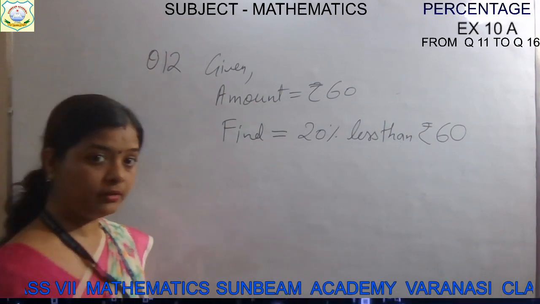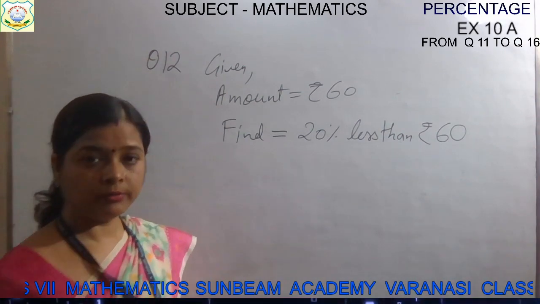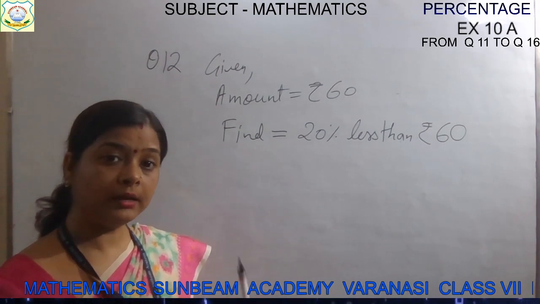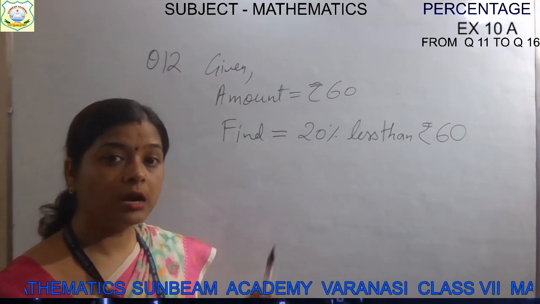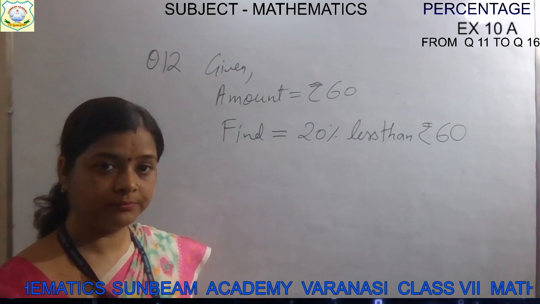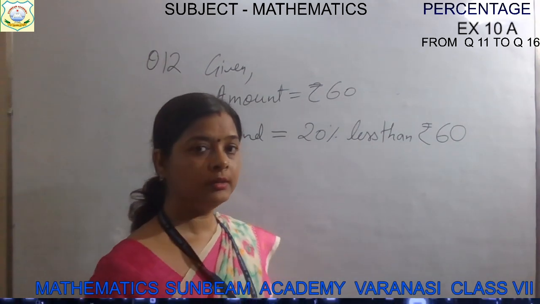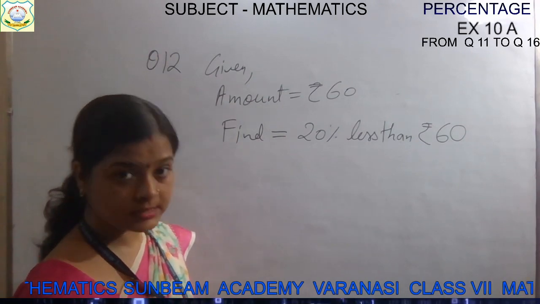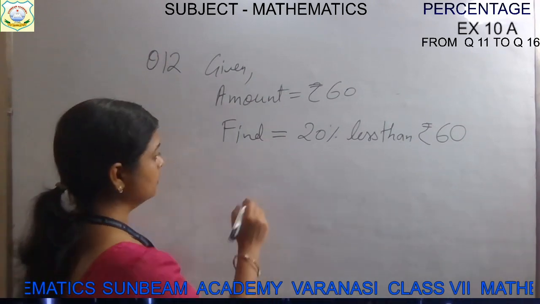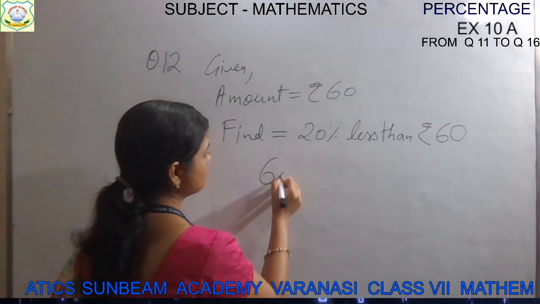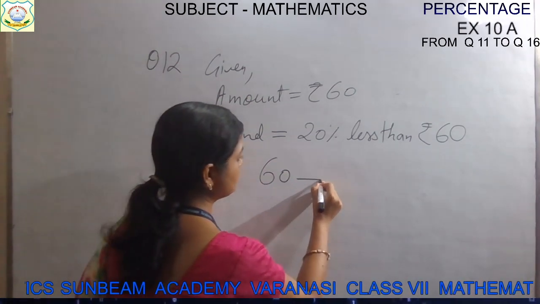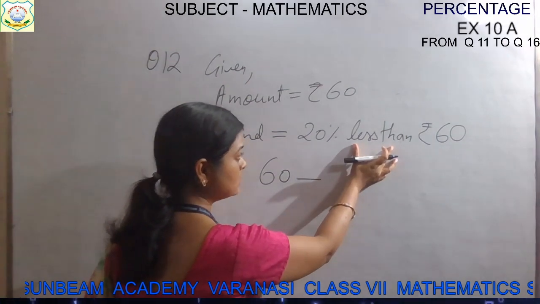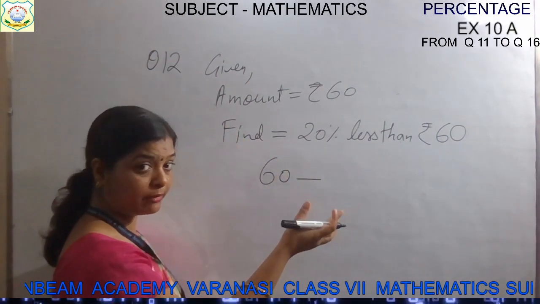Now in the same way, but how will we solve? We will solve in a different way. How? Because earlier we were doing addition, now we will do subtraction. Now children, let's solve this. 20% less than rupees 60. So if I am having rupees 60, I have to subtract. Why do I have to subtract? Because it is less than. How much is it less than? That value which we have to find.